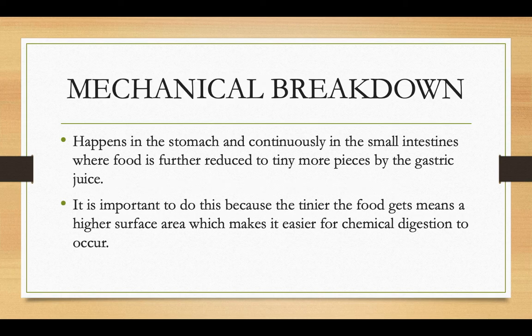Third is mechanical breakdown. It happens in the stomach and continuously in the small intestines, where food is further reduced to tinier pieces by the gastric juice. It is important to do this because the tinier the food gets, the higher the surface area, which makes it easier for chemical digestion to occur.